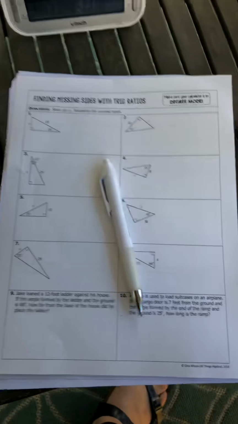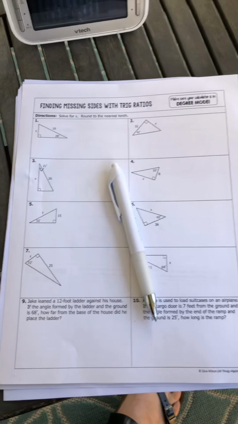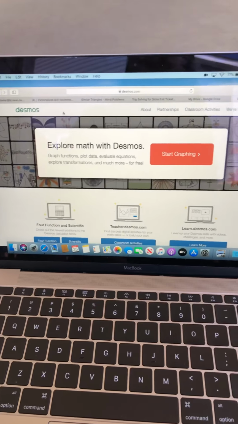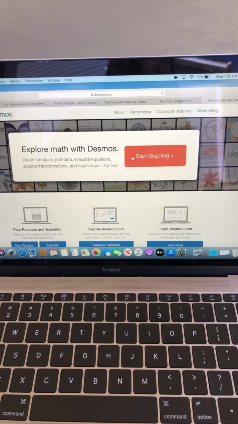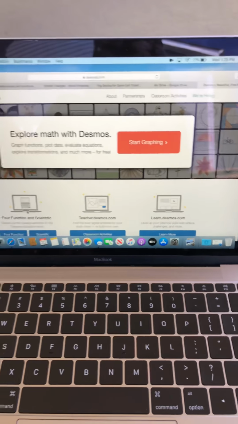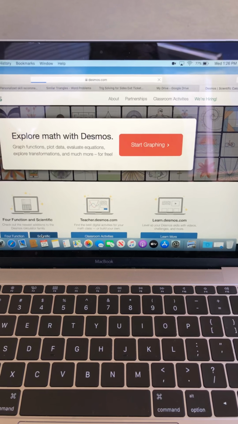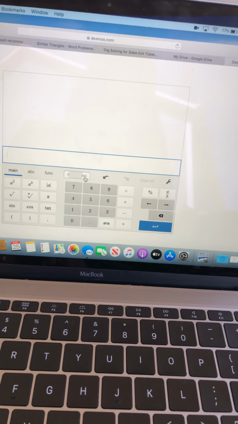Okay, I've got my notes here for today, just one page. And if I didn't have a graphing calculator, I have the Desmos here pulled up. We're not going to do start graphing. We're going to look at the scientific calculator down here, which looks like this on the screen. You guys can pull it up, and you want to make sure it's also in degree mode, not radian, degree. Okay, once that's done, we're ready to go.